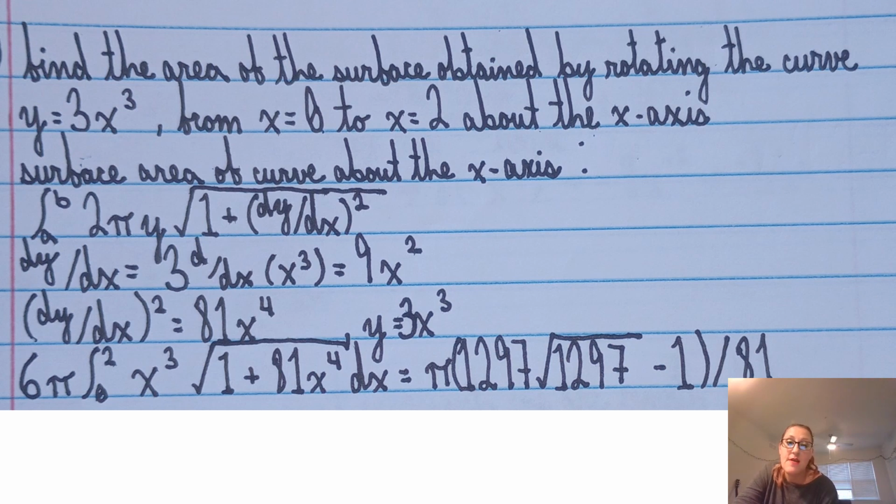dy over dx equals d/dx of 3x cubed, which equals 9x squared. (dy/dx) squared equals 81x to the 4th power. With y equals 3x cubed, we get 6 pi times the integral from 0 to 2 of x cubed times the square root of 1 plus 81x to the 4th power dx, which equals pi times (1297 square root 1297 minus 1) all over 81.